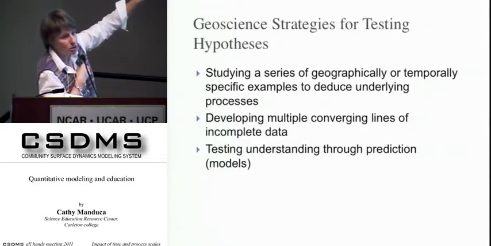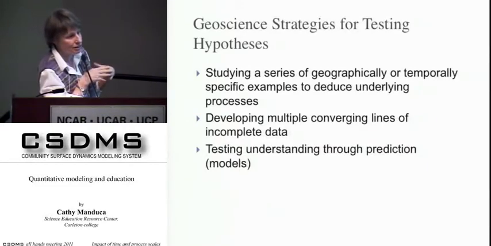The second is the notion that we bring together lots of different kinds of lines of evidence, usually because no single line of evidence has all of the evidence that we need. So we're always working with converging lines of incomplete data. And then third is the testing of understanding through prediction, which I would call models.